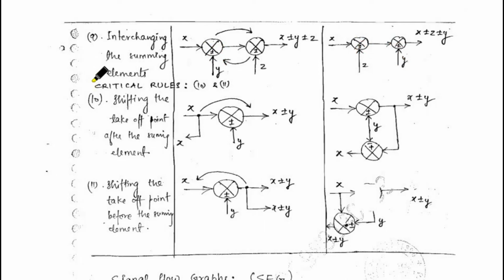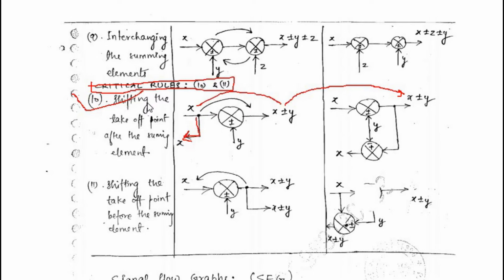Now you have to focus somewhat more on these critical rules. Shifting a takeoff point after the summing point element is somewhat critical as compared to these 9 rules. These 9 rules are somewhat straightforward, but this is somewhat critical. Whatever I told, in the previous system the output that you are able to get, that only you have to maintain in the second step, after conversion also. In this step, this is the takeoff point measurement, that is x and x plus y.